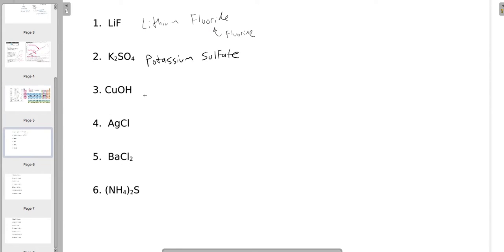So you need to figure out, is this copper 1 or is it copper 2? Well, you have copper, and then there's the hydroxide. Hydroxide always has a charge of 1-, and in the equation, there's one hydroxide and one copper. So this copper must have a charge of 1+. It's just copper 1 hydroxide.